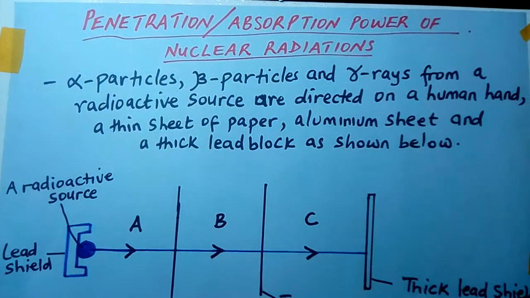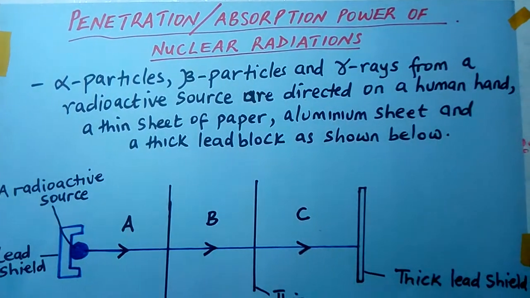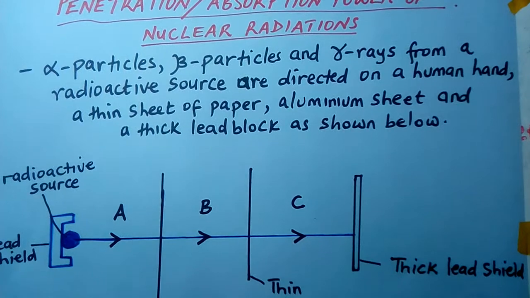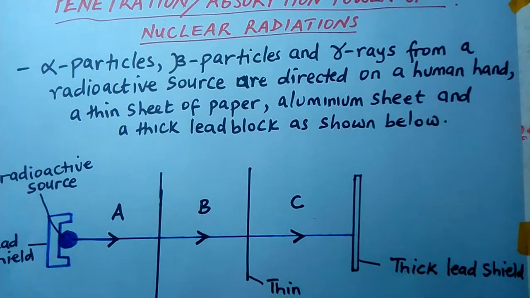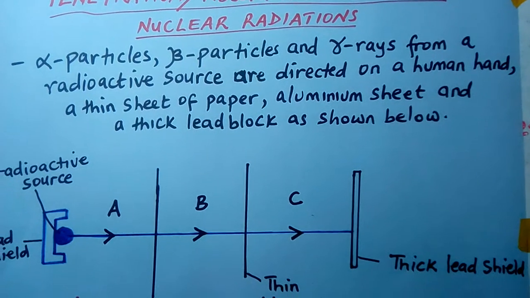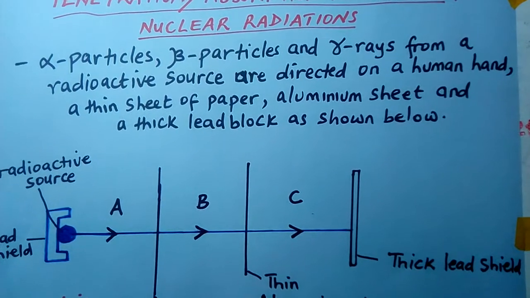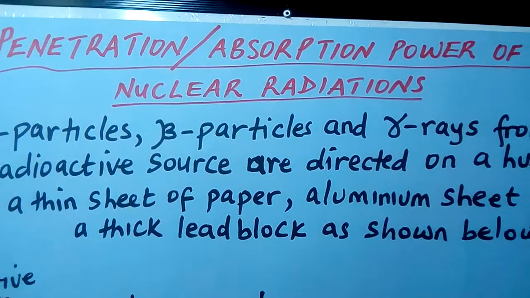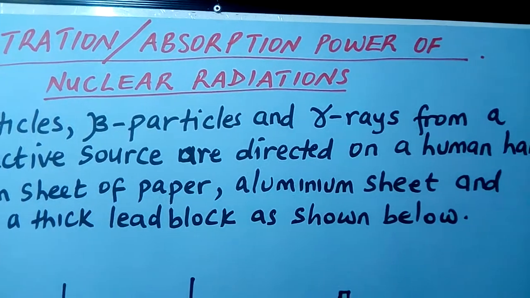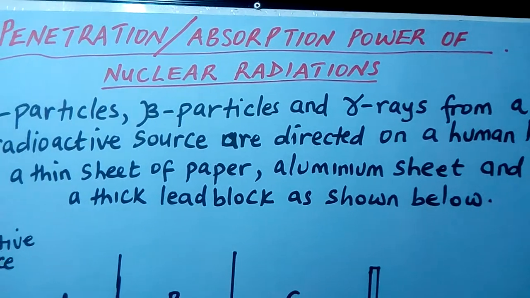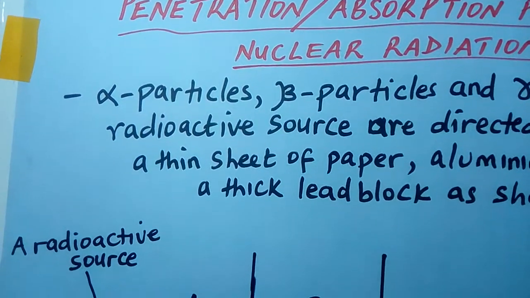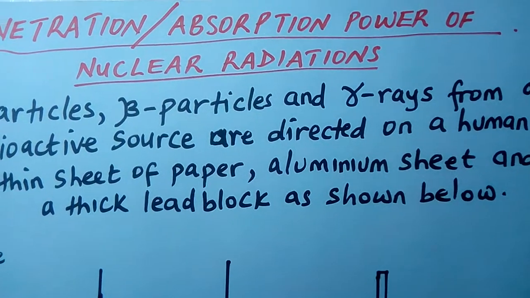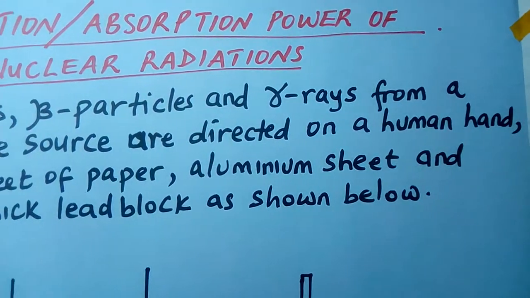So the next thing we are looking at is we want to know, among the three radiations, alpha particles, beta particles, and gamma rays, which are all radiations produced by a radioactive substance, which one is more penetrating? So in this experiment, we are finding out about the penetration power or the absorption power of nuclear radiations.